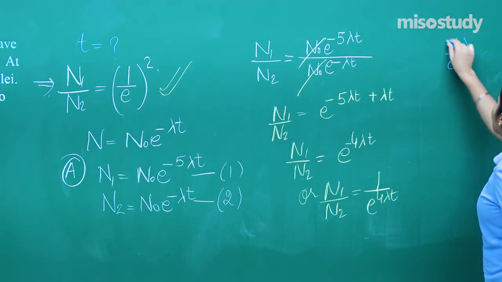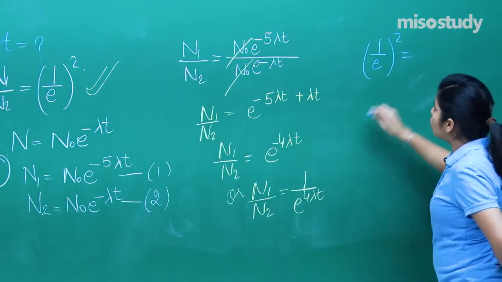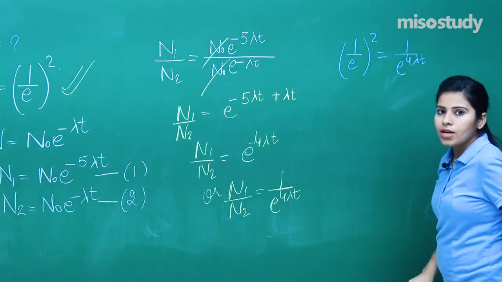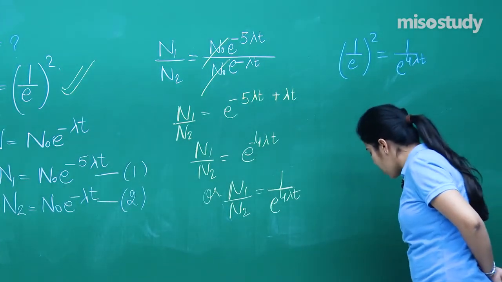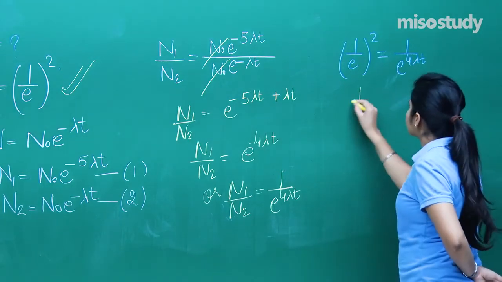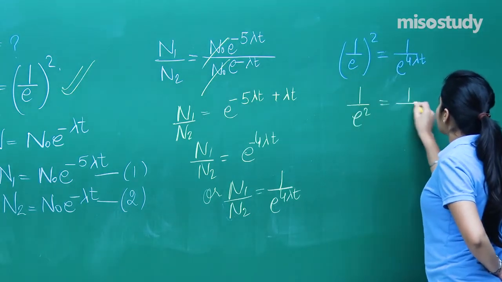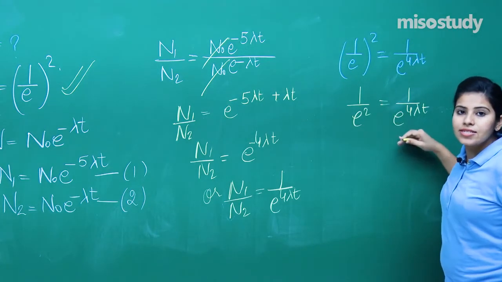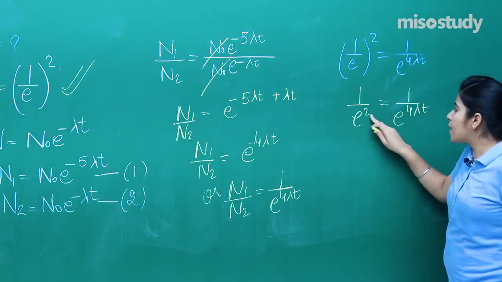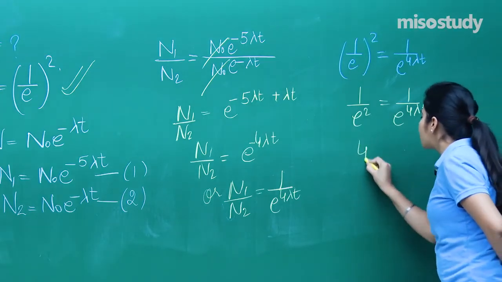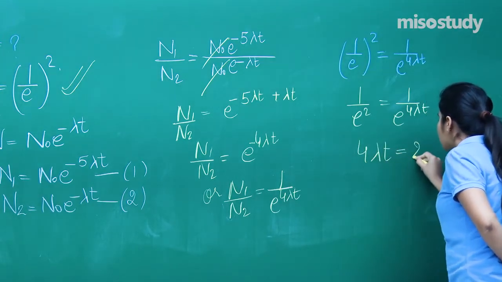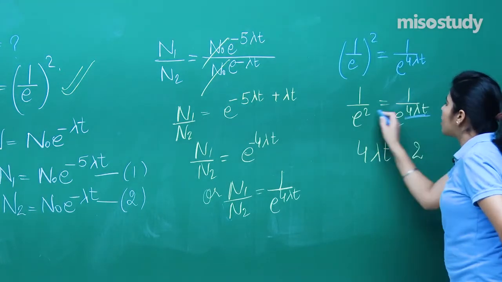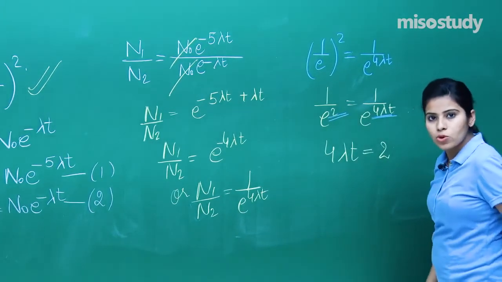It will become 1 by E square equals 1 upon e raised to the power 4 lambda t. Now because this is 1 by E square and this is 1 upon e raised to the power 4 lambda t, exponentials are the same, so we can compare these two. So that means your 4 lambda t will be equal to 2.